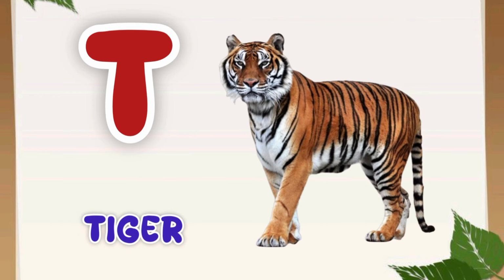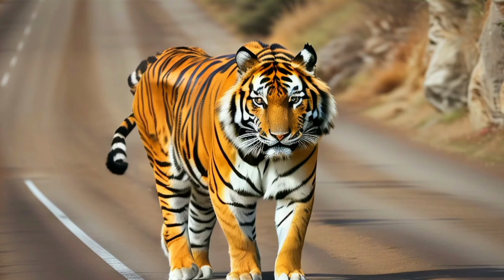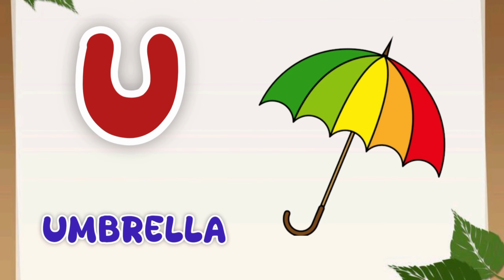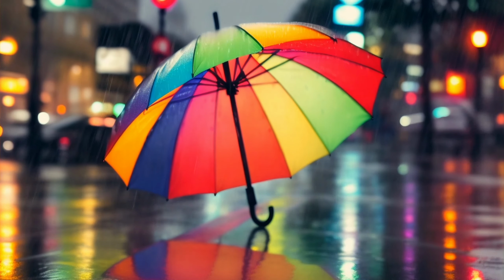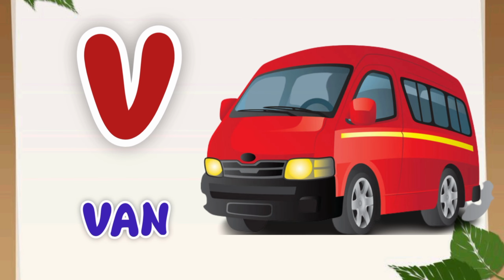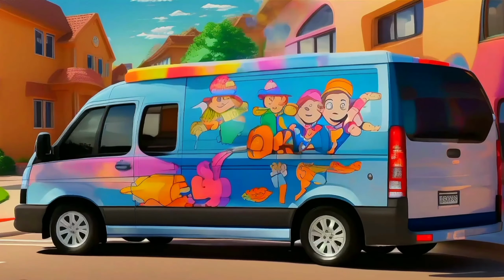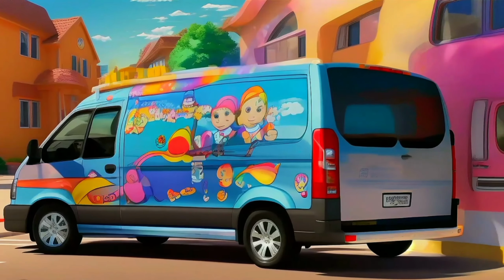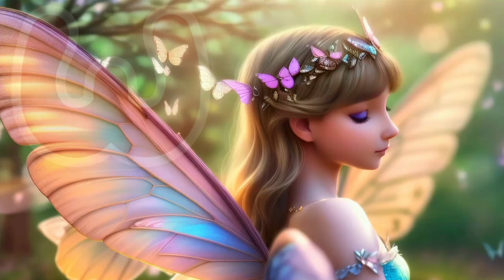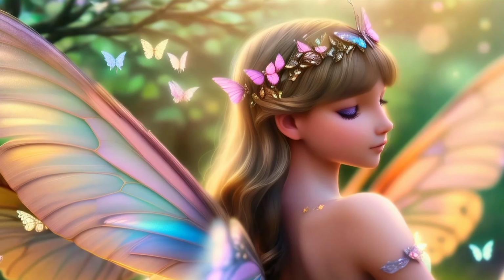T for tiger. T tiger. U for umbrella. U umbrella. V for van. V van. W for wings. W wings.